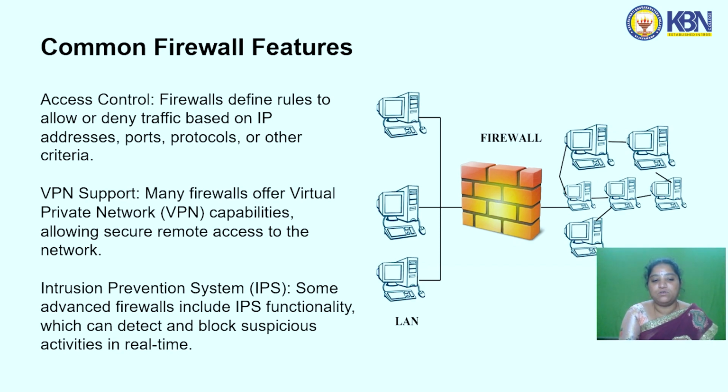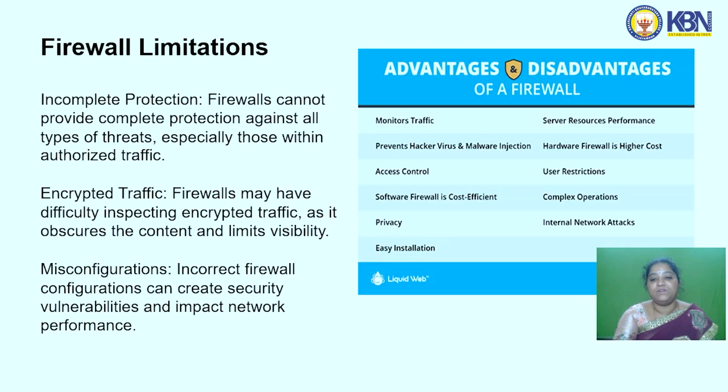Now we will discuss virtual private networks, that is VPN. Virtual private networks are also a firewall capability that allows secure remote access to the networks. Now we will discuss IPS, the advanced firewalls that include functionalities which can detect and block suspicious activities in real time. So these are the common firewall features. Now we will discuss the firewall limitations, that are the disadvantages of the firewalls.